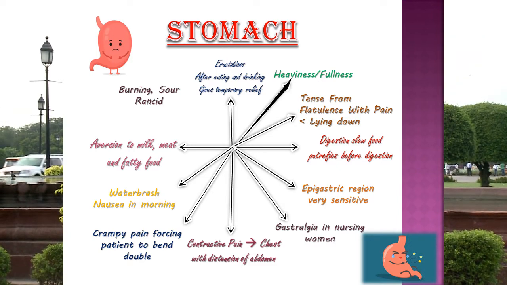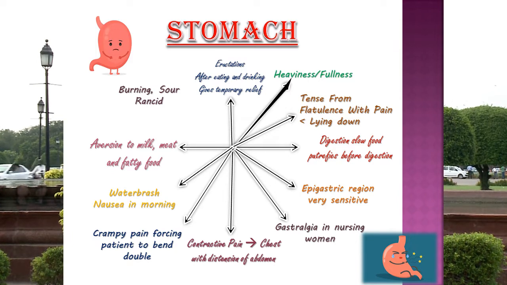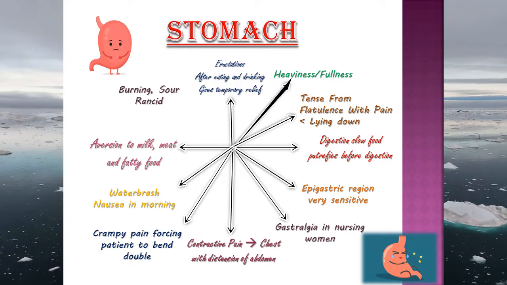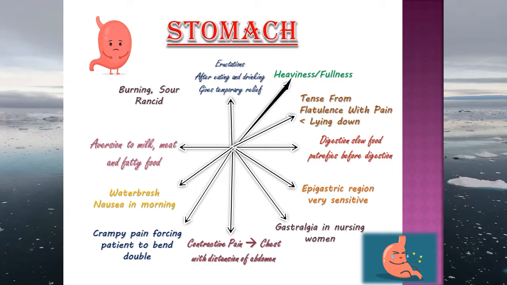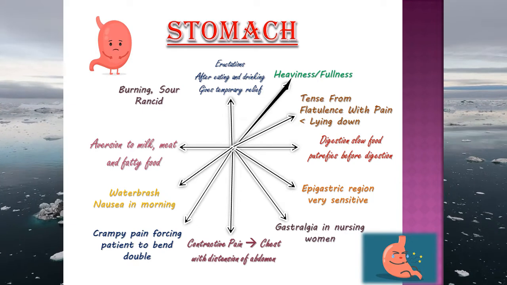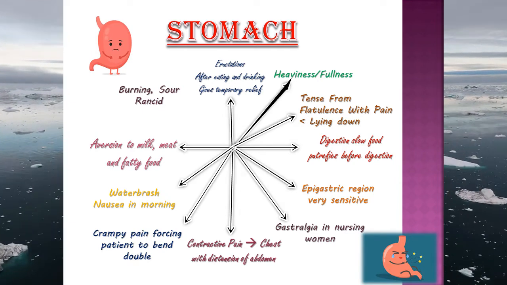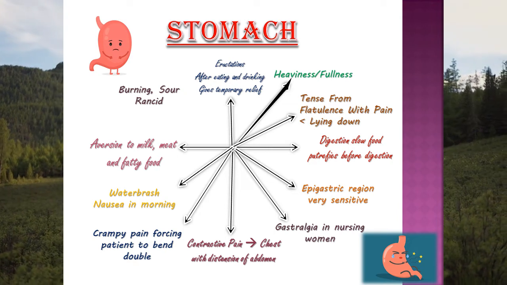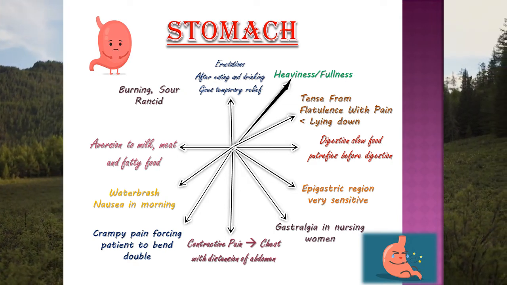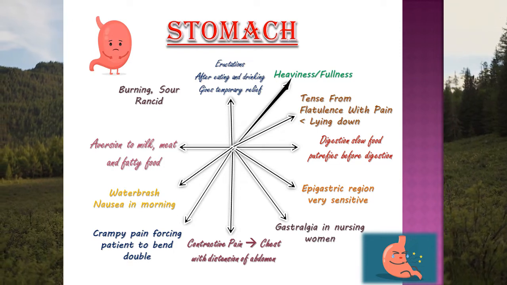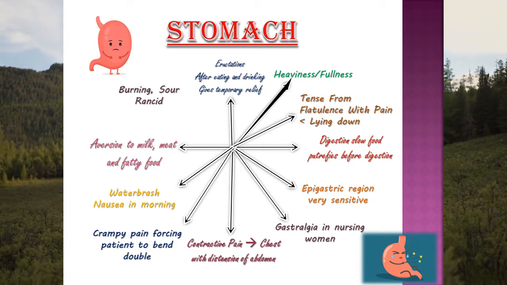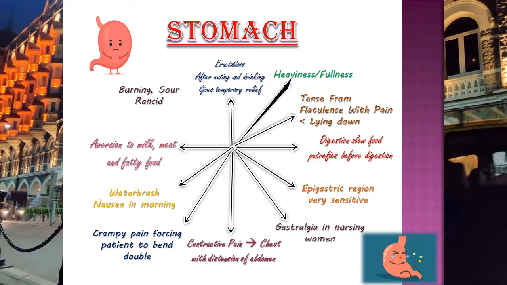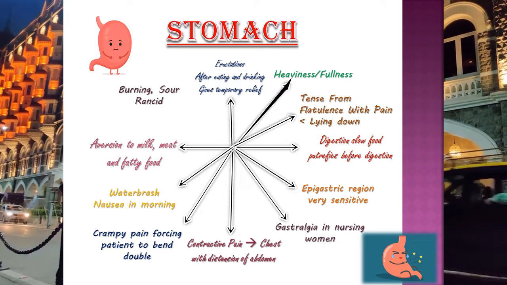Constrictive pain that will extend to the chest with distension of abdomen. There is cramping pain forcing the patient to bend double. There is water brash, that is increase in salivation at the time of nausea or before vomiting in the morning, and aversion to milk, meat and fatty food. Obviously if the digestion is slow, there will be aversion to fatty stuffs, and there is a burning, sour, rancid sensation in the stomach, and there is irritation; after eating and drinking it gives temporary relief.